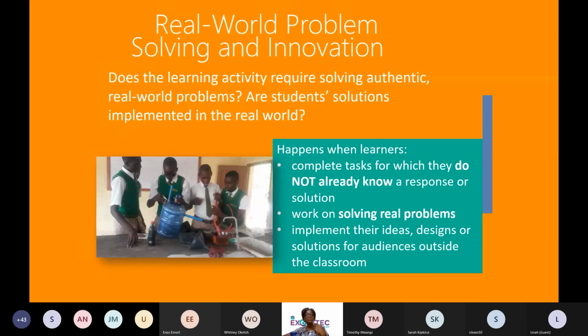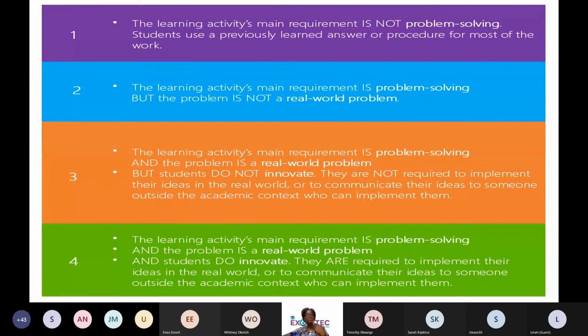So let's look at the rubric for that particular activity. The learning activity, like I said, is not problem solving, so that's still at level 1. The learning activity's main requirement is problem solving, but it's not a real world problem. So yes, you could bring up scenarios, case studies, and all that can be done. But if it's not a real world problem, it's at level 2. Okay, so at level 3, it's a real world problem, but they don't innovate. In that sense, they pick ideas from what has been done by various people and implement it outside the academic context.